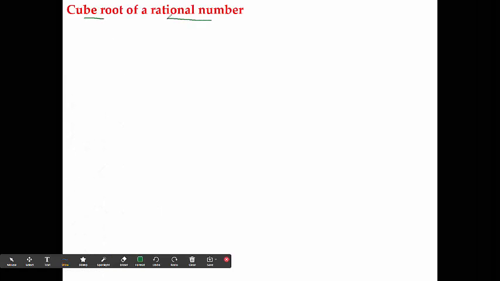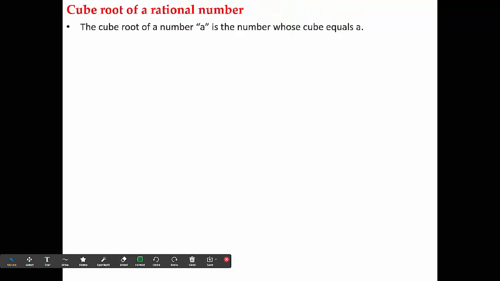What is a rational number? A rational number is any number that can be written in the form of a fraction, a over b, where b does not equal 0. So any number that can be written in the form of a fraction is called a rational number. Now we understood what the cube root is and what a rational number is. Let's take a simple note.